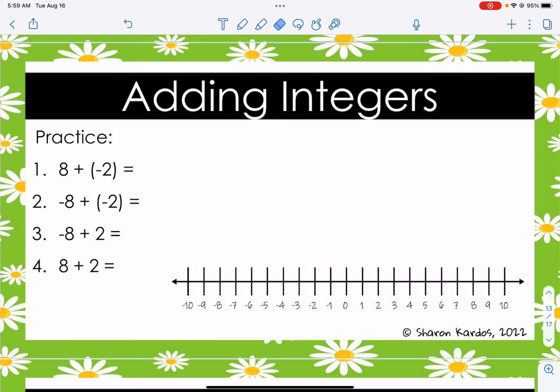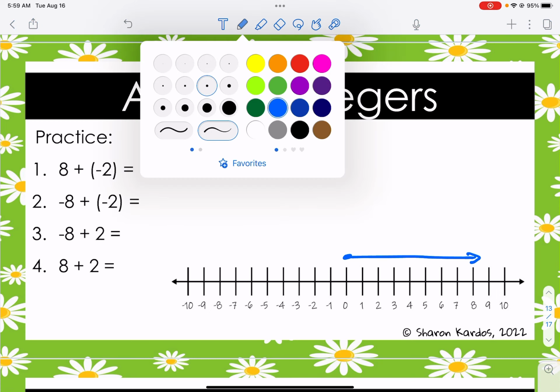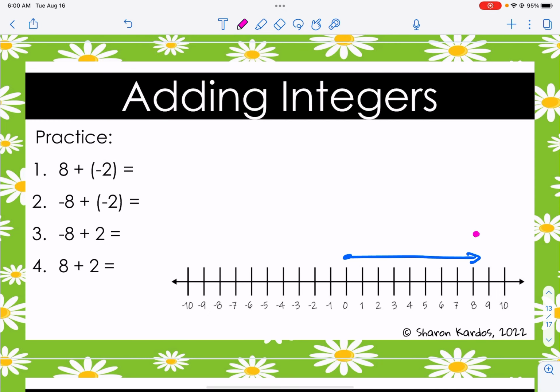So the first problem says positive 8, negative 2. So I'm going to start at 0. I'm going to go forward 8, and then negative 2, I would back up 2. I would wind up on positive 6. So for the first one, you should have positive 6.